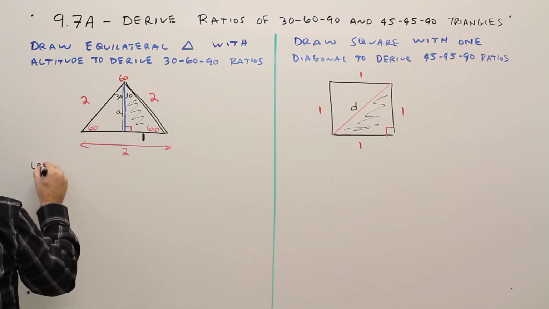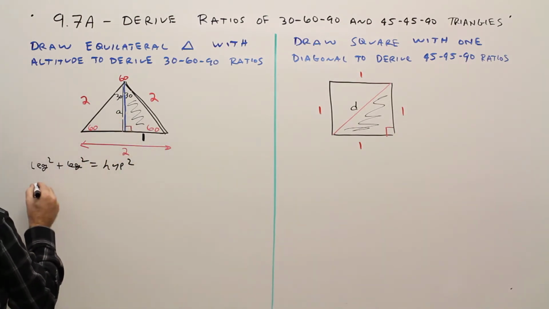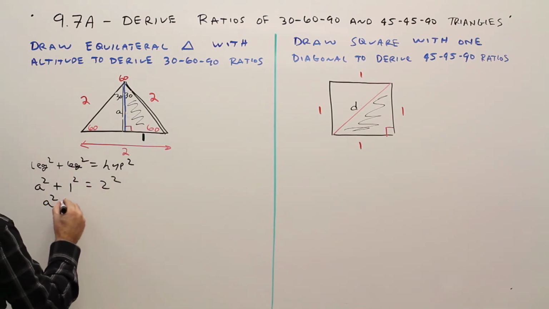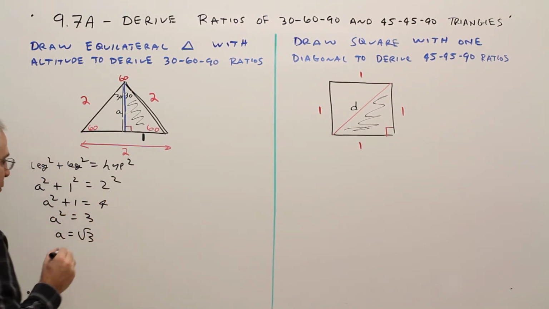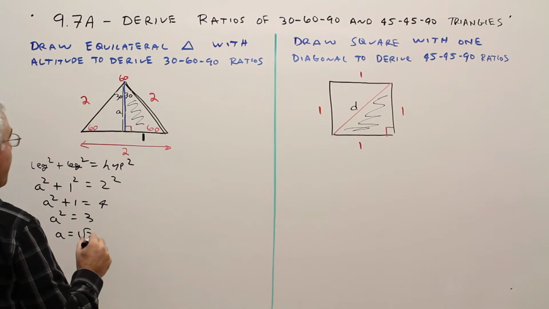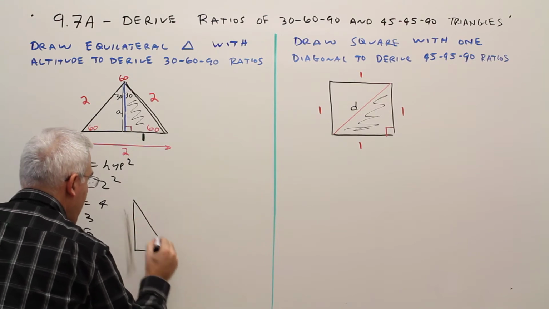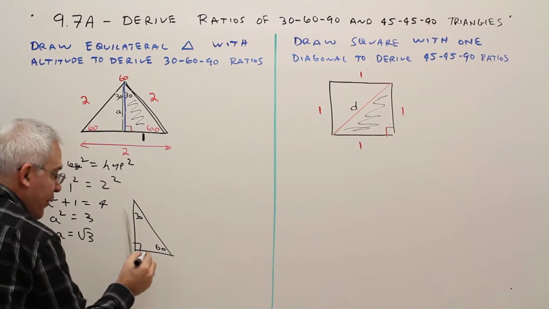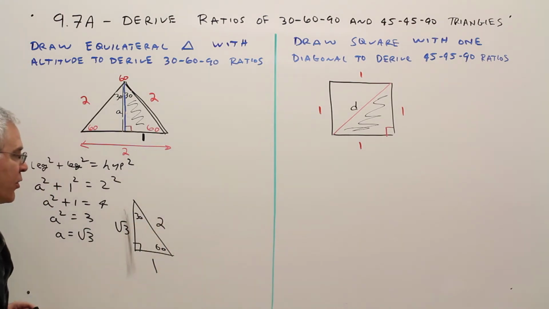So leg squared plus leg squared equals hypotenuse squared. So a squared plus 1 squared equals 2 squared. A squared plus 1 equals 4. A squared equals 3. A equals the square root of 3. That's where the ratios come from. So from now on, I'll just draw it a little bit bigger. Whenever I have a 30-60-90 right triangle, the ratios are always 1, radical 3, and 2.